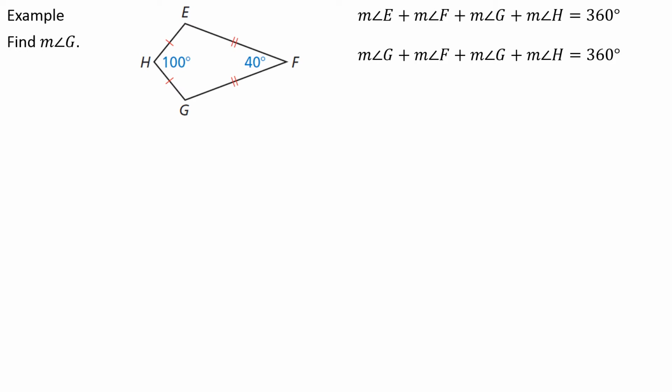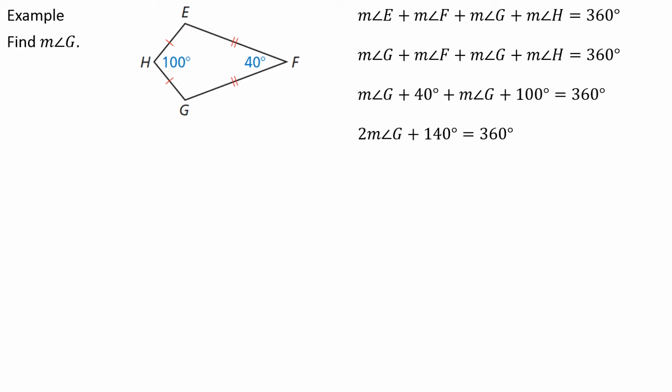So notice the small change I made in my equation. I substituted the measurement of angle G for the measurement of angle E. Of course, I can now substitute the values, 40 degrees for the measurement of angle F, and 100 degrees for the measurement of angle H. Combine like terms. I have two of those measures of angle G, and then of course 40 plus 100 makes the 140.